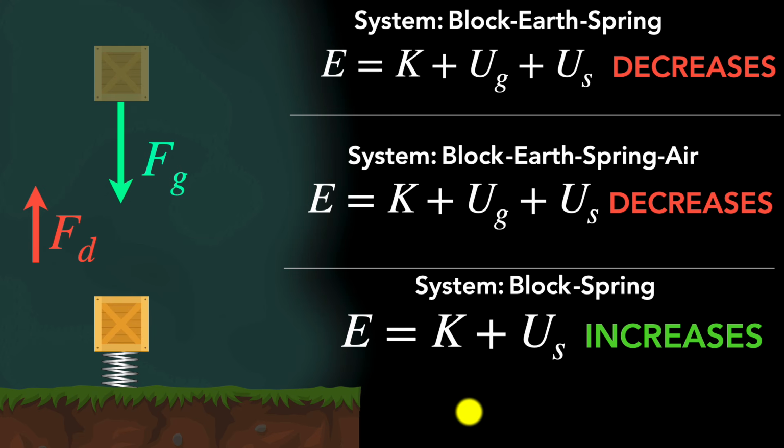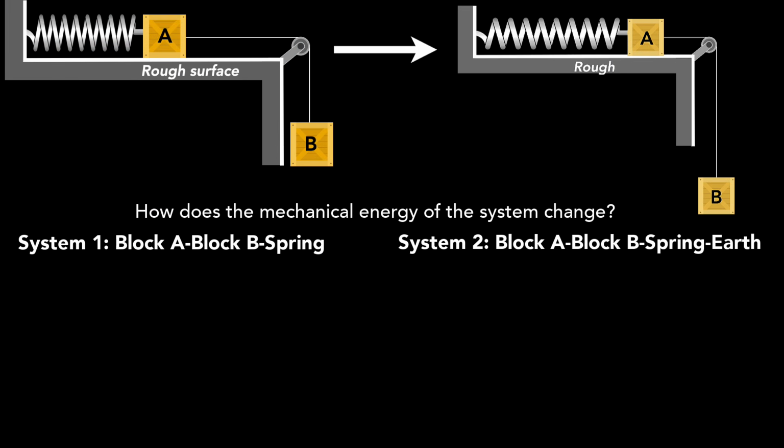Long story short, if you have conservative forces that are part of the system, only they will conserve the mechanical energy. All other forces will change the mechanical energy depending on whether they do positive or negative work. Okay, now that we have this clarity, let's go back to the original question. One last time, pause the video and see if you can answer this question yourself now.